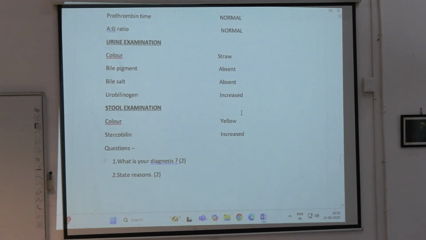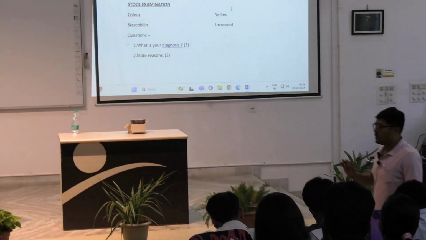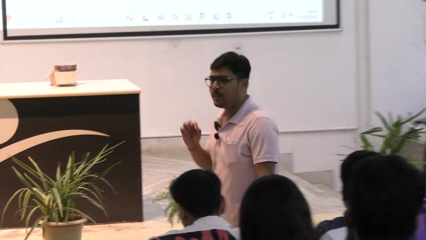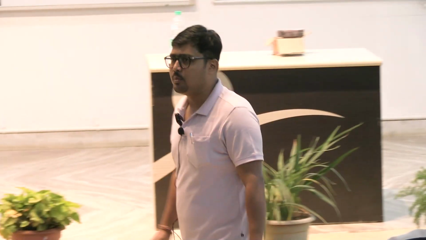Hemolytic jaundice or pre-hepatic jaundice. State the reason. Unconjugated. So the increase of the bilirubin is attributed to the production of the bilirubin that surpasses the capacity of conjugation of the liver. So this is a case of prehepatic jaundice or hemolytic jaundice.